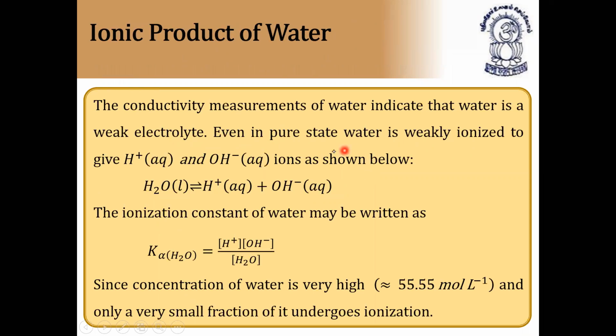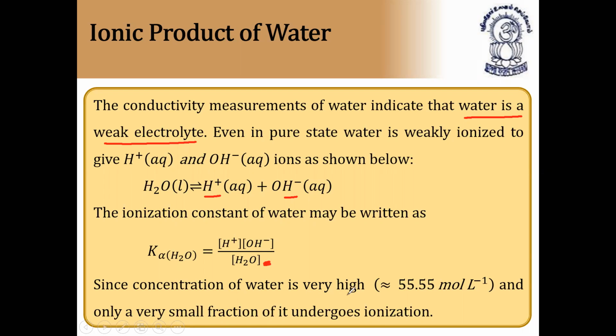Next, we'll see what is ionic product of water. The conductivity measurements of water indicate that water is a weak electrolyte because water also dissociates to form H plus and OH minus. Even in pure state, water is weakly ionized to give H plus ions and OH minus ions as shown below. So the ionization constant of water may be written as K is equal to concentration of H plus into concentration of OH minus by concentration of water, since this is taken as unity.